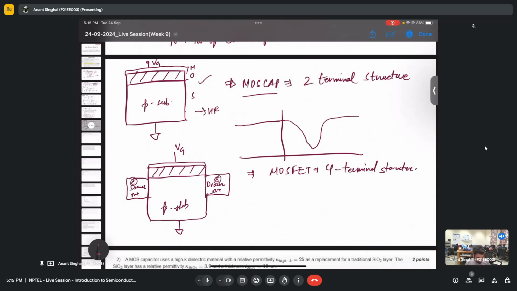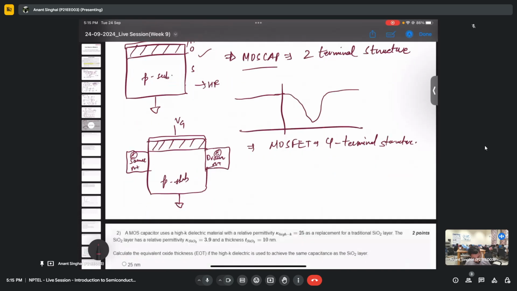as compared to a MOSCAP, in which for very high frequency we were not going back again to Cox. It was something like this for high frequency, if you remember, and this is for low frequency. So we'll always be having this. Now, a MOSFET is a four terminal structure in which we have two additional terminals named drain and source. So this is the drain, this is the source, this is what I call the gate, and this is what I call the body or substrate.